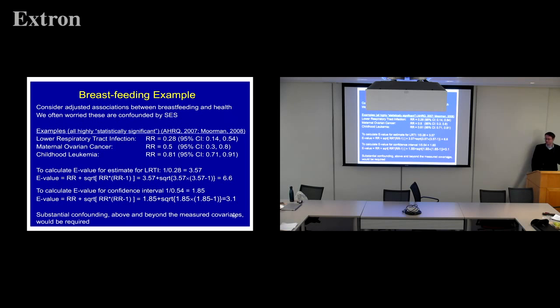Pretty substantial confounding here would be required to explain these things away. Again, this is always going to be context specific, but we don't get risk ratios of 6.6 or even 3 very often. And for something to be associated with both the exposure and the outcome by threefold each, above and beyond the measured covariates, would, I think, strike most epidemiologists as fairly implausible.